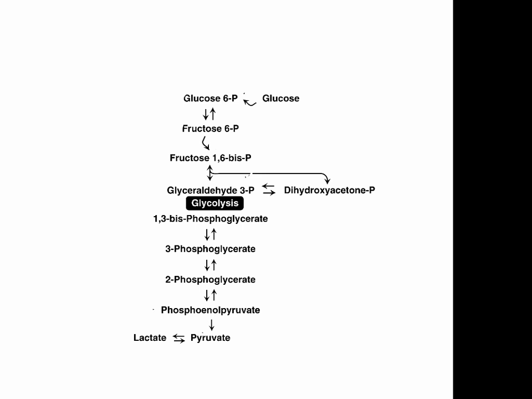For now, let's examine the pathway for glucose metabolism, and later we'll see how other monosaccharides, fructose and galactose, enter the pathway. And we'll look at the complementary pathway, gluconeogenesis, where pyruvate is converted back to glucose.